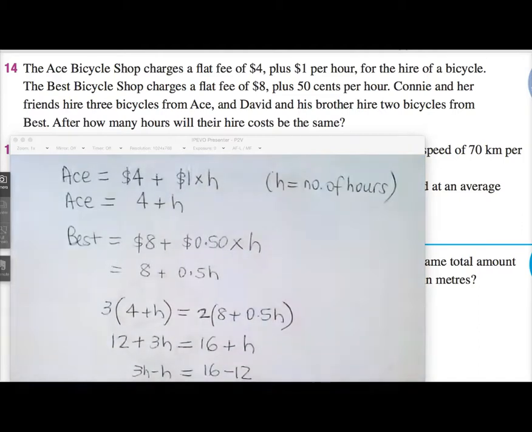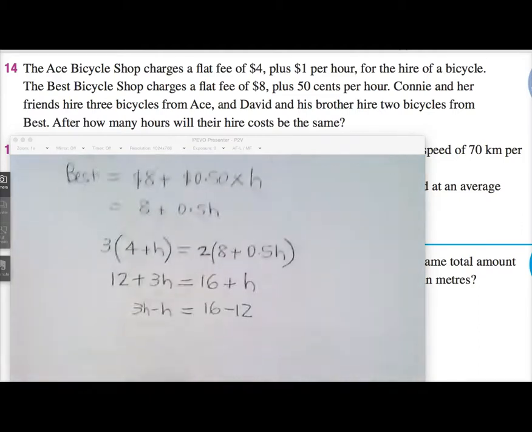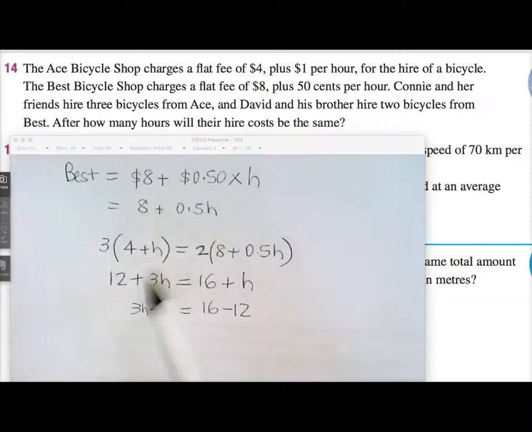You okay? So we've got, keep the h's on the left, the numbers on the right. 2h equals 4, so the hours are 2. So therefore after 2 hours. Remember there's 3 people from ACE and 4 people from BEST. And if you want, put h equals 2 up in here to check.